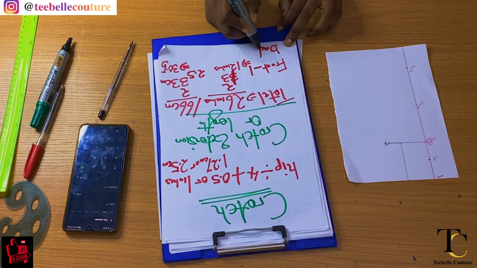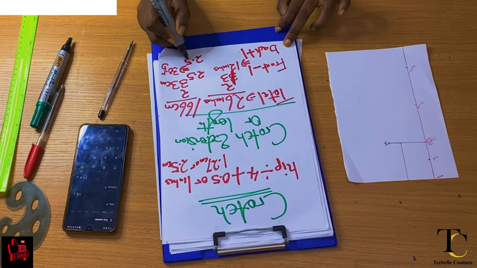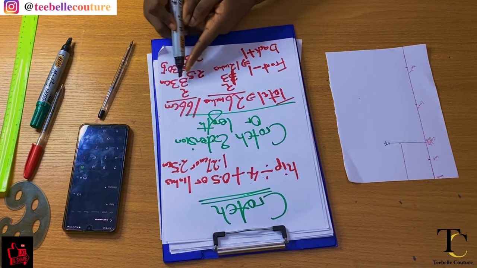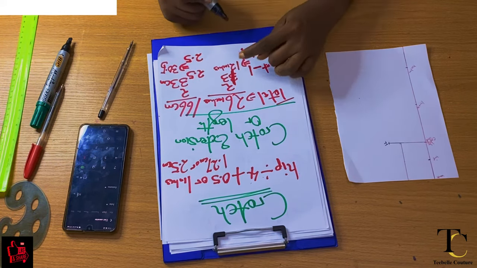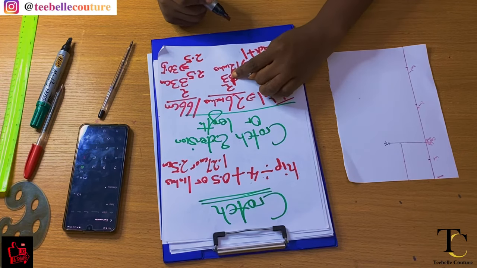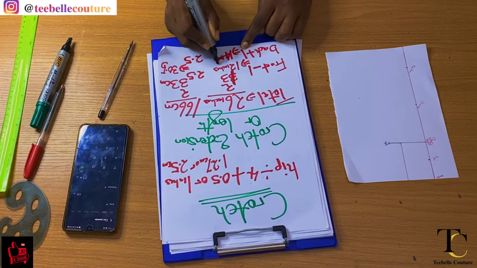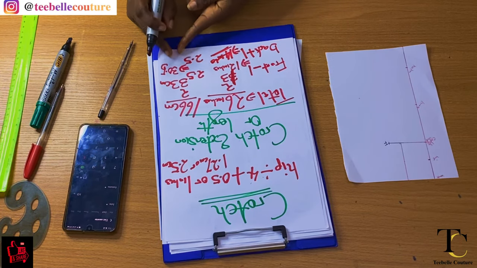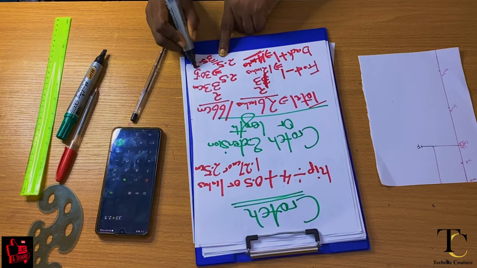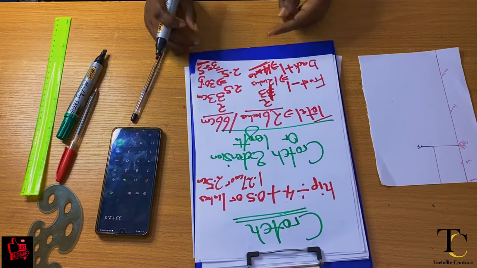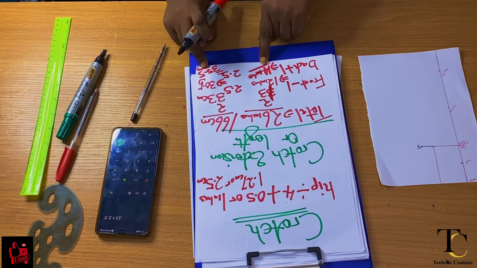But for the back, what we'll be doing is adding 1 inch or 2.5 centimeters to the previous result we got. We got 13 inches and 33 centimeters respectively. And what we'll do for the back is to add plus 1 inch to the 13 inches, which is going to give us 14 inches. Then we'll add 2.5 to the 33 centimeters, which is going to give us 35.5 centimeters. So this method is like you are taking away from the front and you are adding to the back.